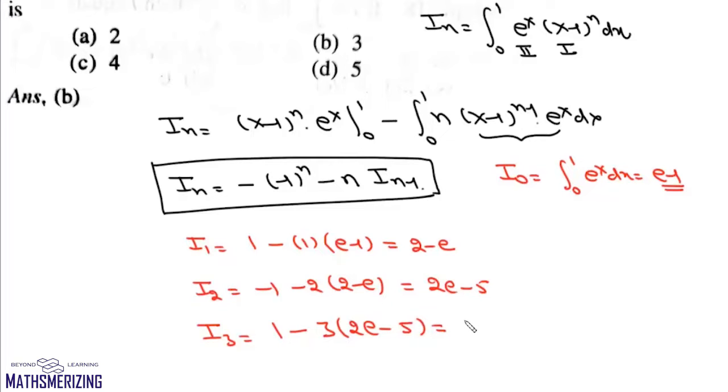So it will be 16 minus 6e. Now we need to find the value of n, for which the value of this integral is 16 minus 6e. So here the value of n is 3. So in this question, the value of n is 3, and that's your option B.